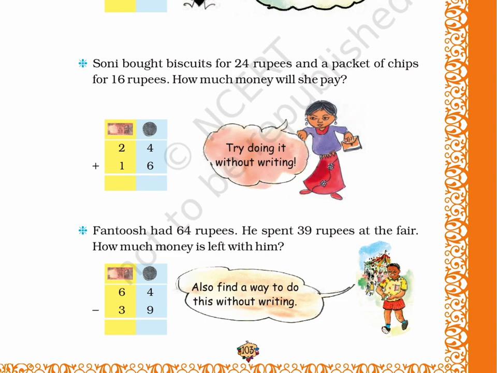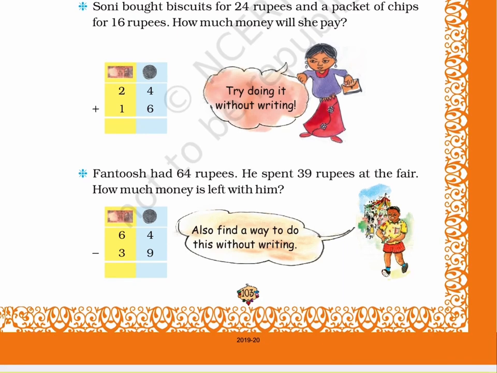Question 3. Fantoosh had 64 rupees. He spent 39 rupees at the fair. How much money is left with him? The table for this reads as: Row 1, Column 1, number 6 is written. Column 2, number 4 is written. Row 2, Column 1, number 3 is written.